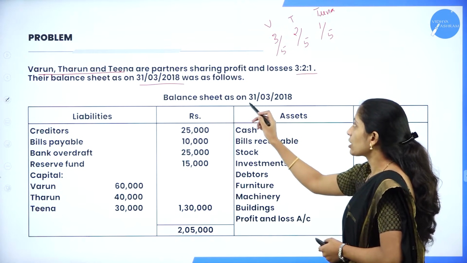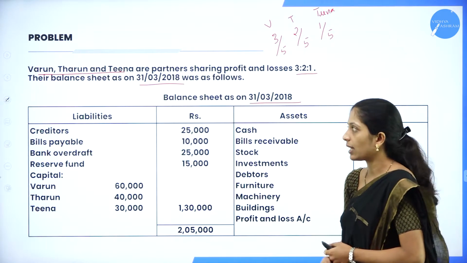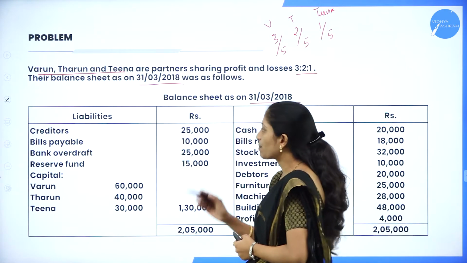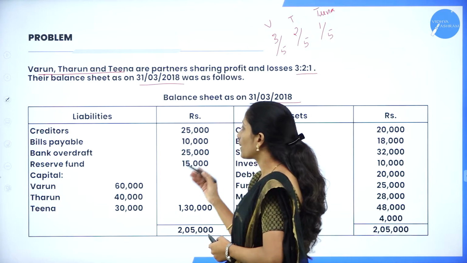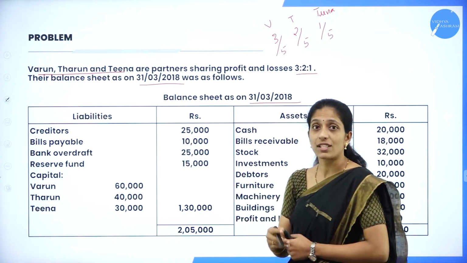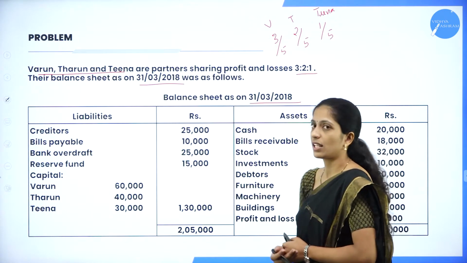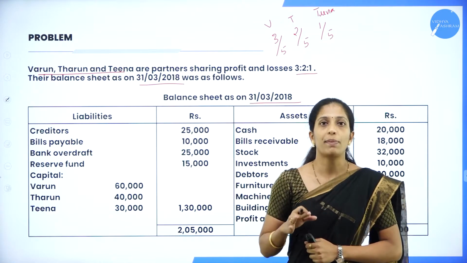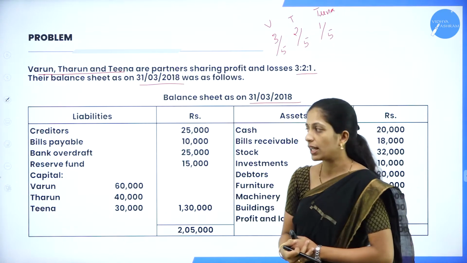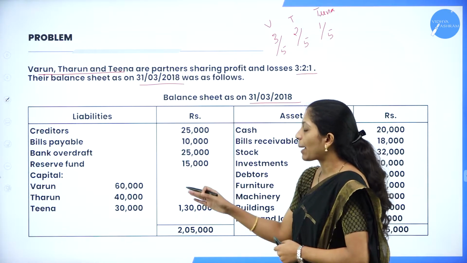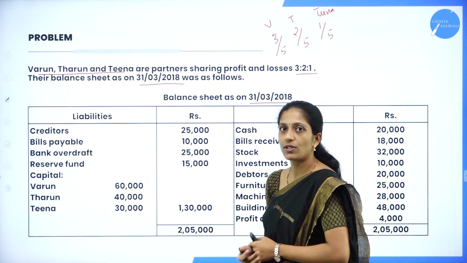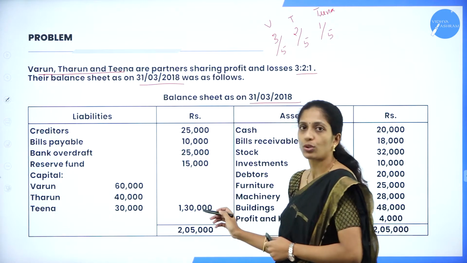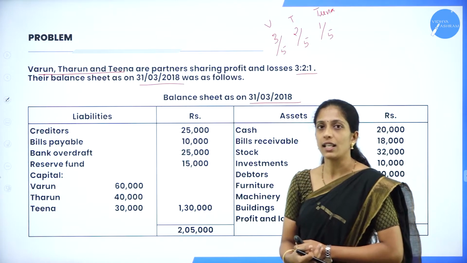So, balance sheet as on 31st March 2018. On the liability side we have creditors 25,000, bills payable 10,000, bank overdraft 25,000, and we have reserve fund also, that is 15,000, where this reserve fund has to be distributed among all the partners in their profit sharing ratio. Next, they have given the capital of all the partners, that is Varun 60,000, Tarun 40,000 and Tina 30,000. So the total is 1,30,000.